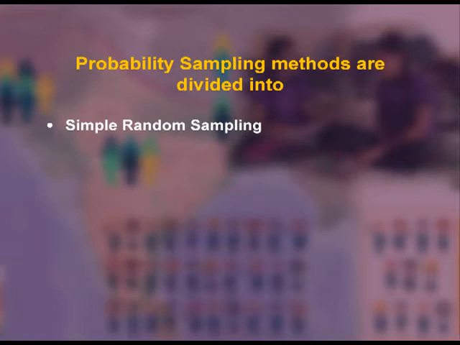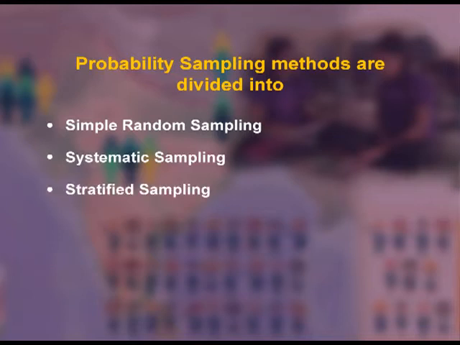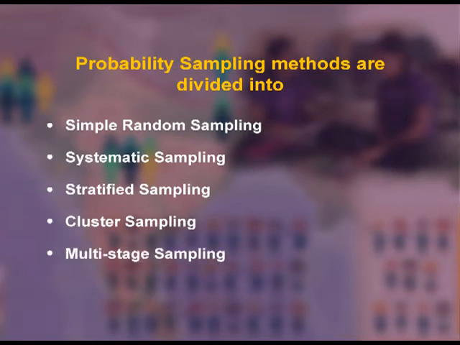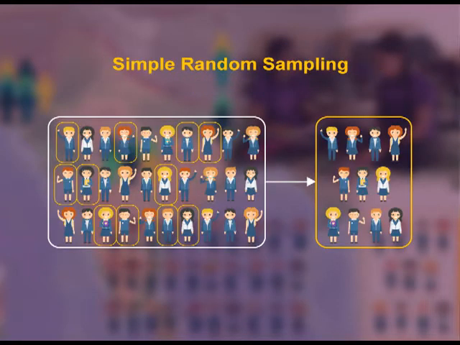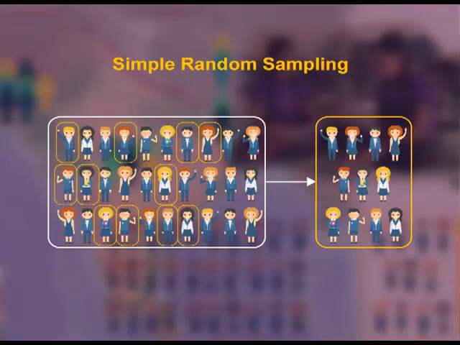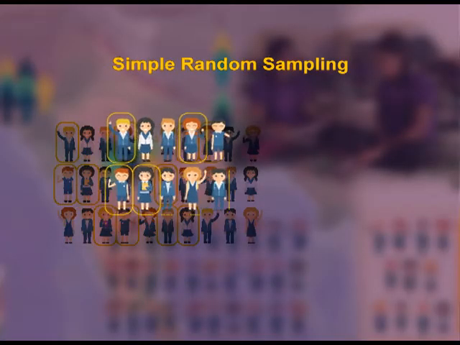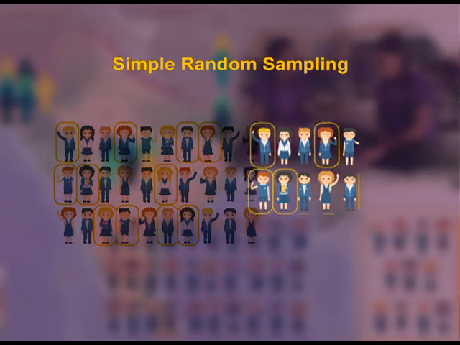First, simple random sampling. Second, systematic sampling. Third, stratified sampling. Fourth, cluster sampling. Fifth, multi-stage sampling. Simple random sampling is a sampling procedure in which every element of the population has an equal chance of being selected. For example, an investigator wants to know the average technological knowledge of a total of 30 students in a class.